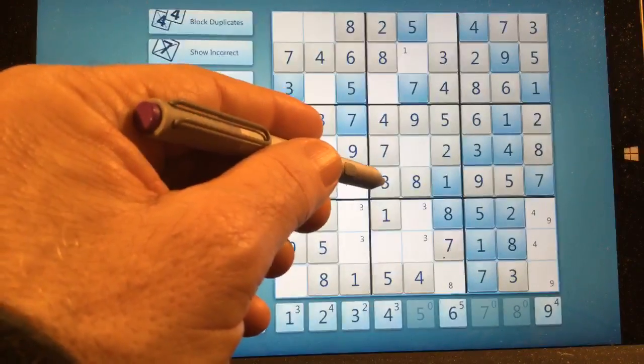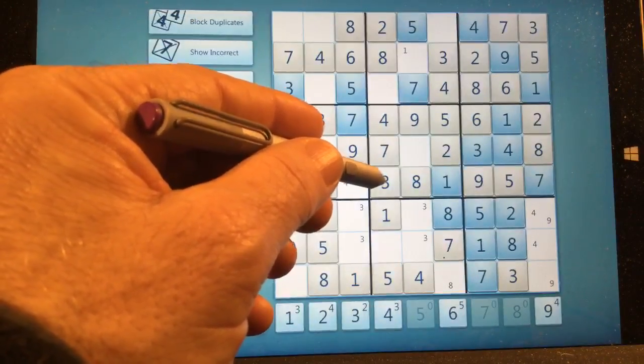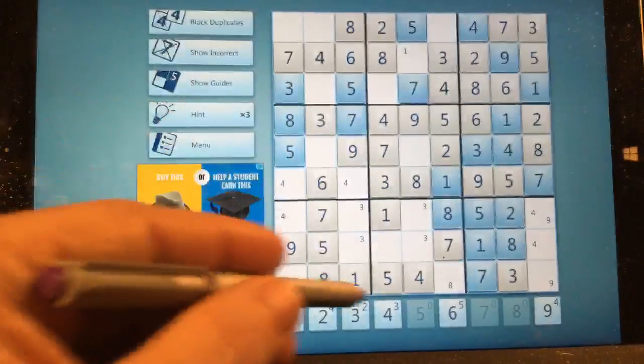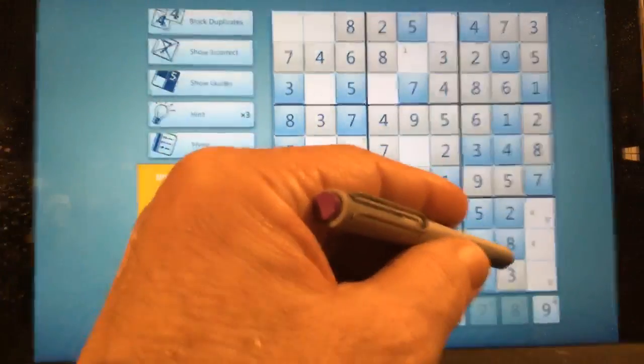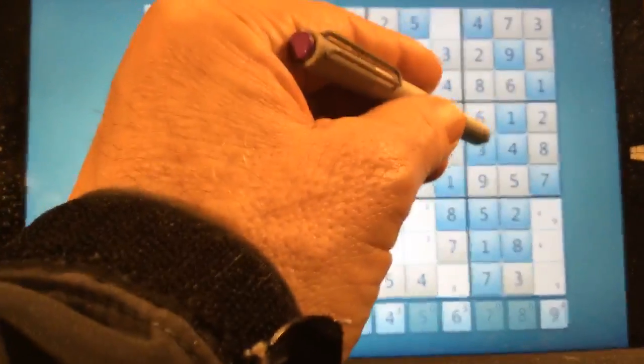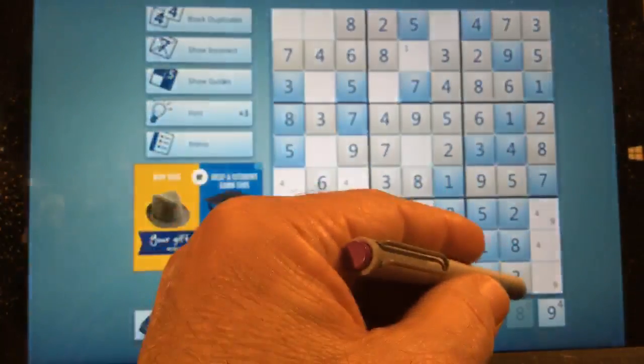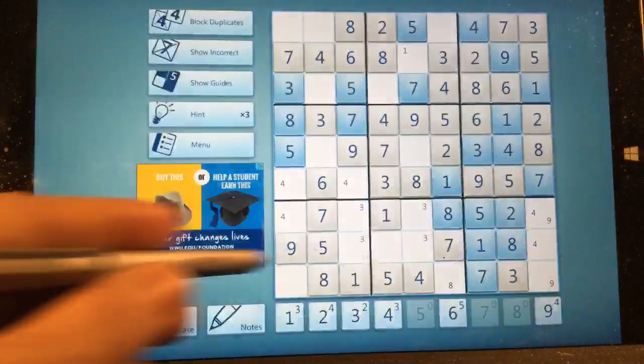3s in the bottom, on the bottom, 3s on the top. It's solved. On the right-hand column of boxes, 3s on the left, 3s on the right, 3 needs to be in the middle. It's solved. So let's go to the bottom.